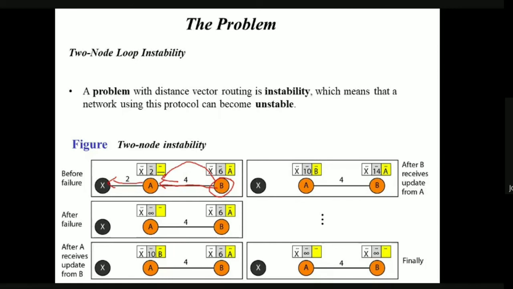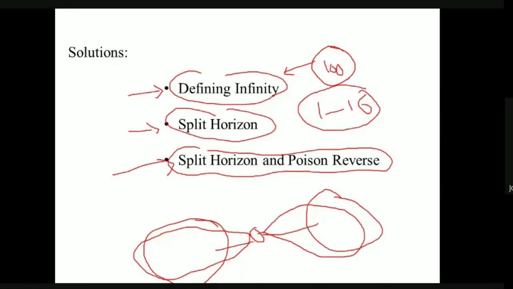So B can reach X through A, but there is no need for B to send the routing table update again to A, because when B sends the routing table update to A, that is when we get the count to infinity problem. If B does not send this update, B will come to know at some point that A cannot reach X. This is how we solve the problem of this two-node loop instability with the help of split horizon. The next solution is split horizon with poison reverse.